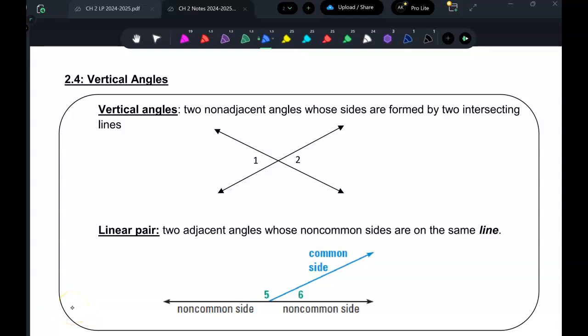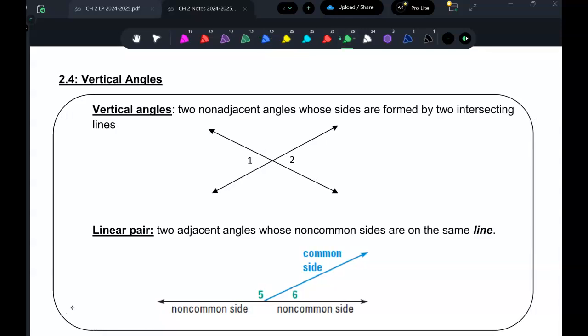Page 10. All right. So vertical angles, when we think of vertical angles, we think of an X. You see the X in front of us? Vertical angles are on the opposite sides of the X. So our example here would be angles 1 and 2. These are what we call vertical angles.